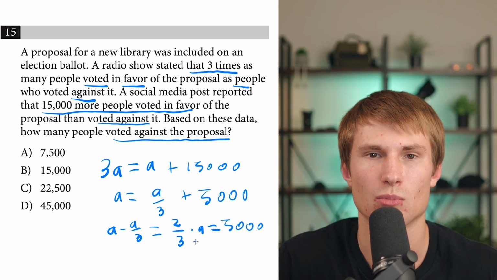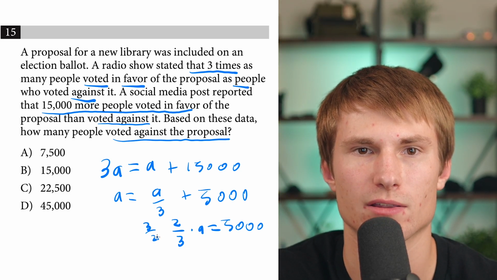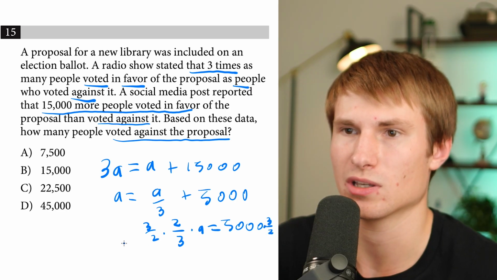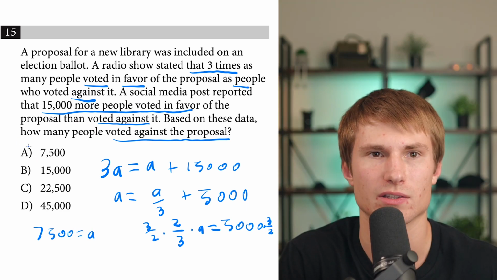Next thing we'll do is we'll multiply both sides by 3 over 2. Okay, keep in mind that 5,000 times 3 over 2 will give us 7,500. So we'll have 7,500 then is equal to A. So our answer there is answer choice A.